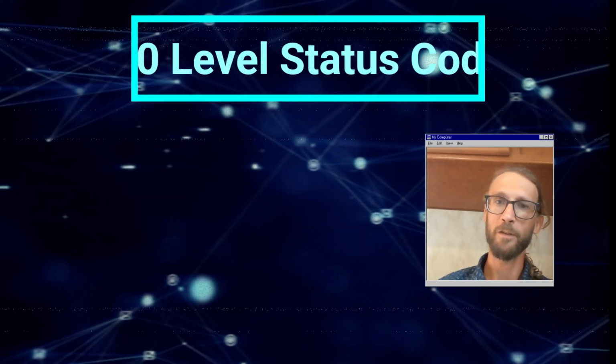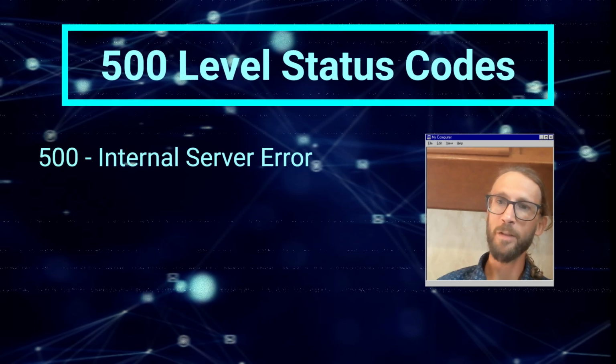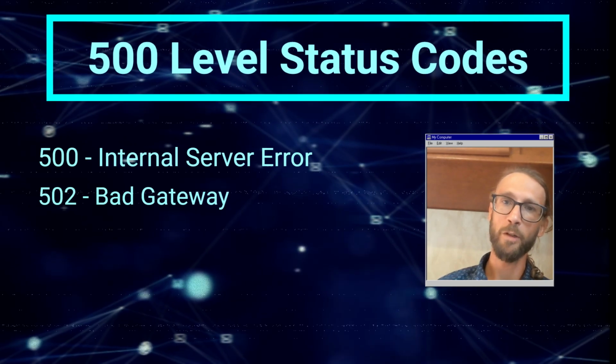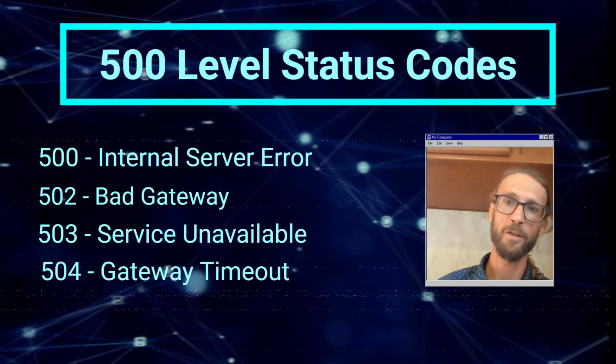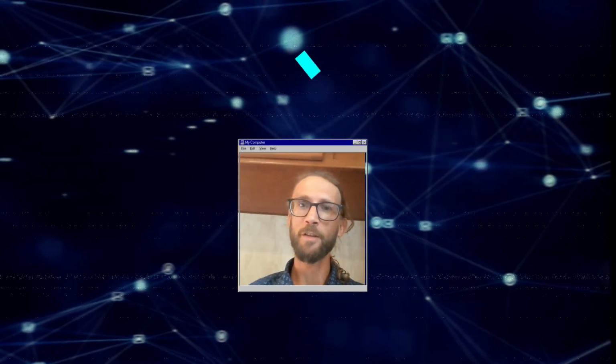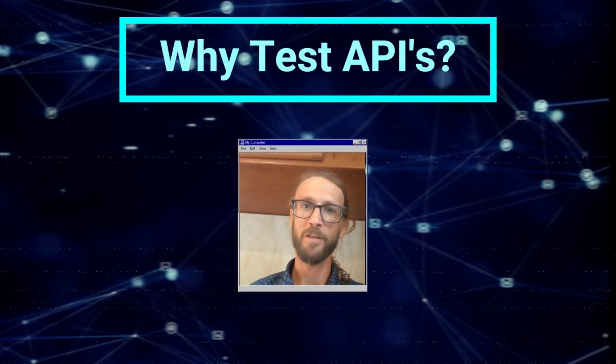And finally, we have 500-level status codes. These place the responsibility on the server itself. These actually warrant resending the request to confirm the issue and to rule out formatting errors before identifying it as a server-side failure. As mentioned in the first video, API testing is direct.